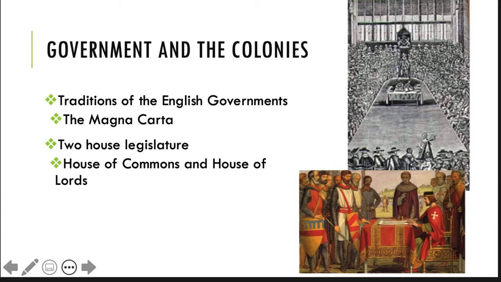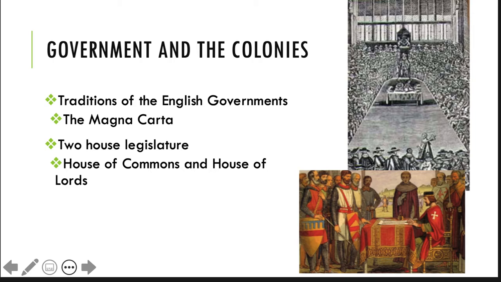All right, let's start with the government in the colonies. As we talked about in the last unit, the colonies had been able to set up representative forms of government. And if we recall, the representative forms of government that we need to remember are the New England Town Meetings, the Fundamental Orders of Connecticut, the Virginia House of Burgesses, and the Mayflower Compact. But where did they get all of these ideas from? How did they know what to do, when to do it, what it should look like? And it came from, very simply, the traditions that they had observed in the English governments.